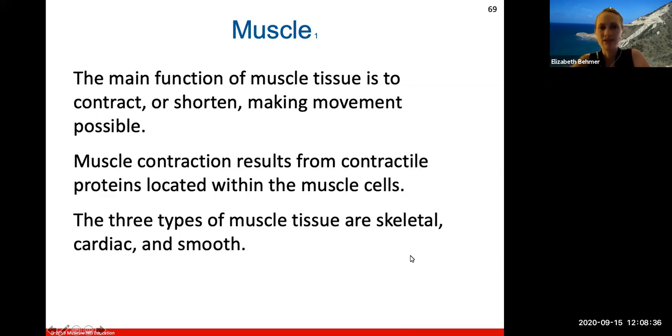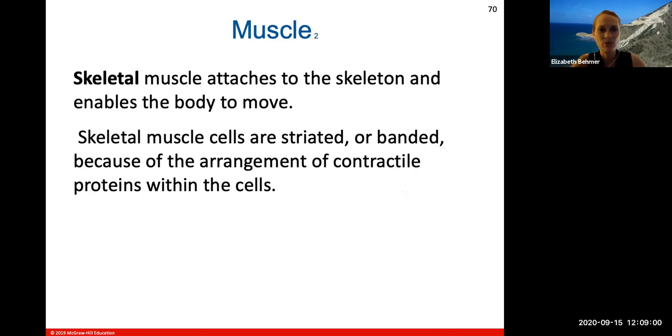Muscle. So then muscle tissue, the main function of muscle tissue is to shorten. When muscle tissue shortens, that is called contraction, and that moves your body parts. So when your biceps muscles shorten, that allows your forearm to do a bicep curl. Muscle contraction results from contractile proteins located within the muscle cells. And we'll go over three types of muscle tissue: skeletal, cardiac, and smooth.